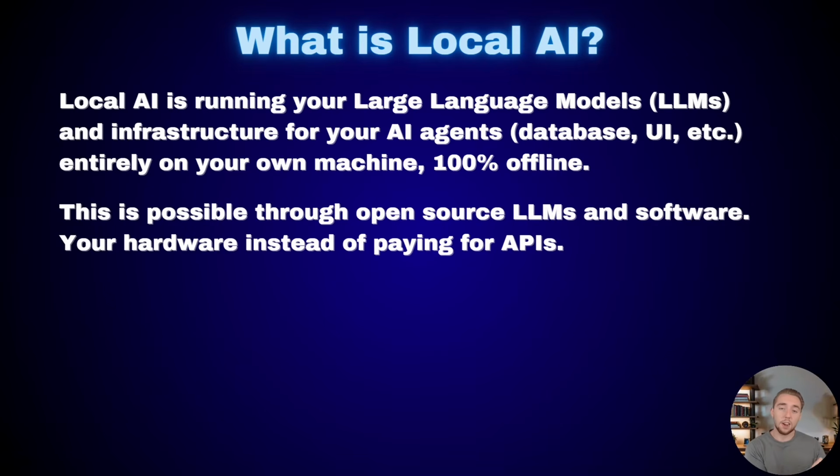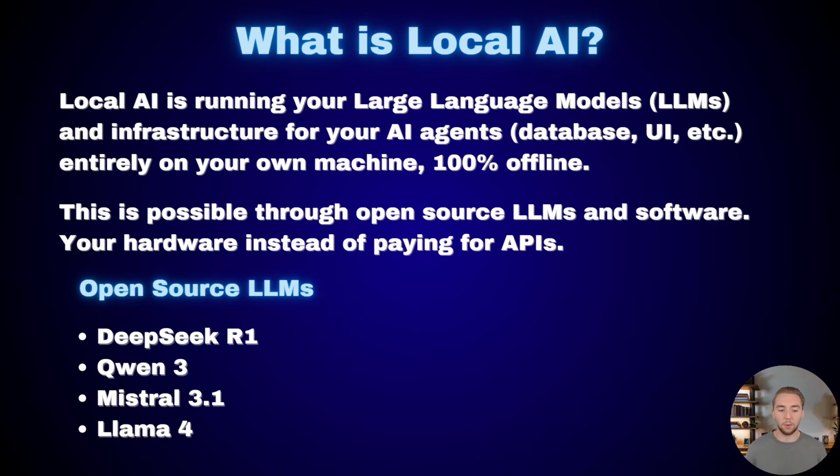So everything is running on your own hardware instead of you paying for APIs. We run the large language model ourselves on our own machine instead of paying for the OpenAI API, for example. For large language models, there are thousands of different open source large language models available for us to use in a lot of different ways. Some of these you've probably heard of before, like DeepSeek R1, Qwen 3, Mistral 3.1, Llama 4. These are just a couple of examples of the most popular ones. We'll be tinkering around with some of these in this masterclass.